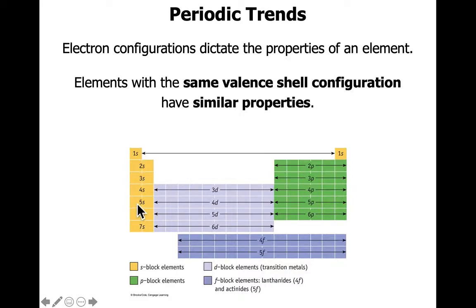And these two columns on the far left, this is the S block. These columns here on the far right in green are the P block. The light blue columns here in the middle are the D block, and the ones down there at the bottom are the F block. And that's the underlying physics that explains the related chemistry, is that they have similar valence shell electron configurations.